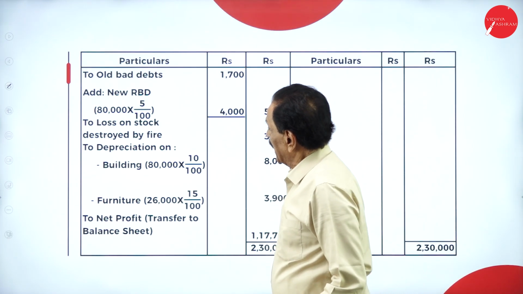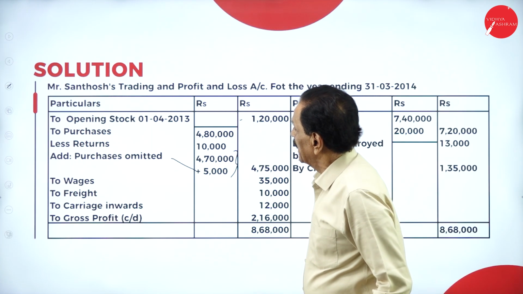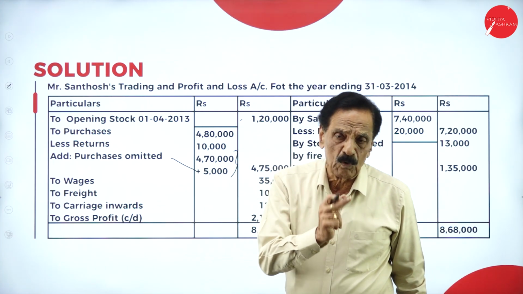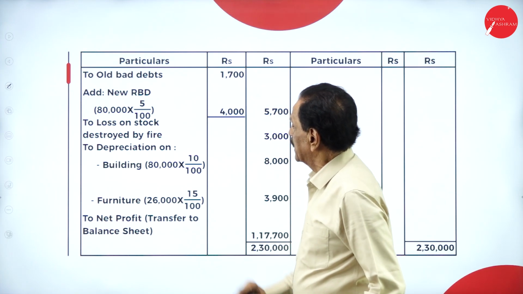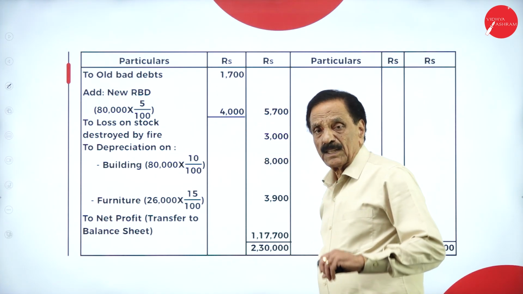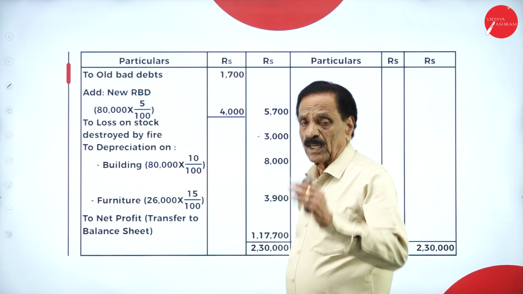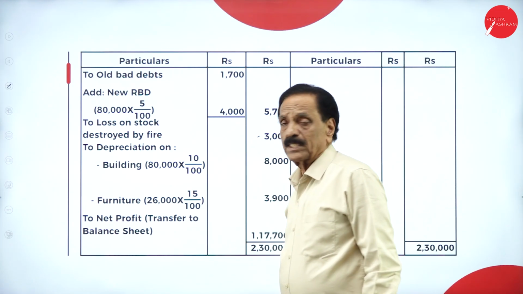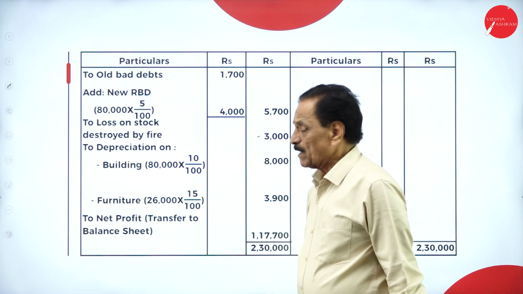Bad debt in the adjustment. You see the bad debt? 1,700. What's the formula? Bad debt plus new RBD minus old RBD. Here, come back here. Your bad debt is 1,700 plus new RBD 4,000. It is 5,700. There is no old RBD. Loss on stock by fire is 13,000. Out of 13,000, 10,000 received. How much you would not receive? 3,000.